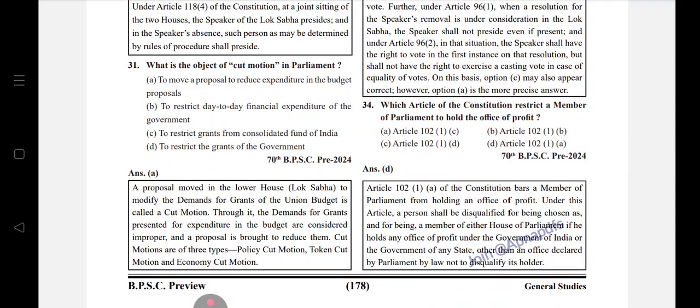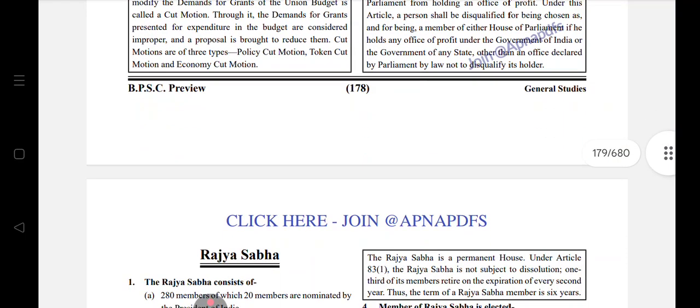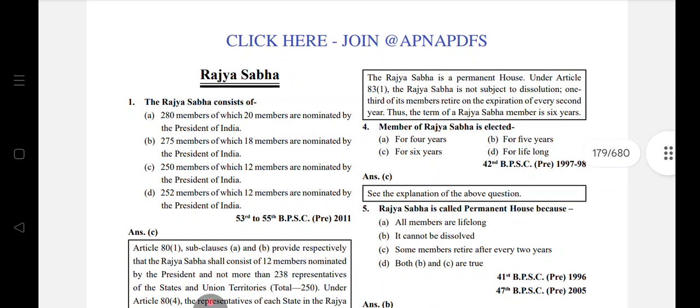The Constitution restricts a member of Parliament from holding an office of profit. Article 102(1)(a). Rajya Sabha consists of 250 members, of whom 12 are nominated by the President of India.